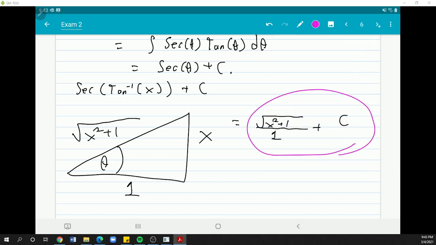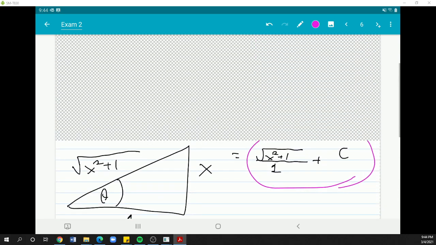Alright, so notice anything? We could have done a u substitution here and gotten the same thing. But it was good to do it this way, get some practice with trig sub. So not worth it to do it this way. And that's it for number 3.